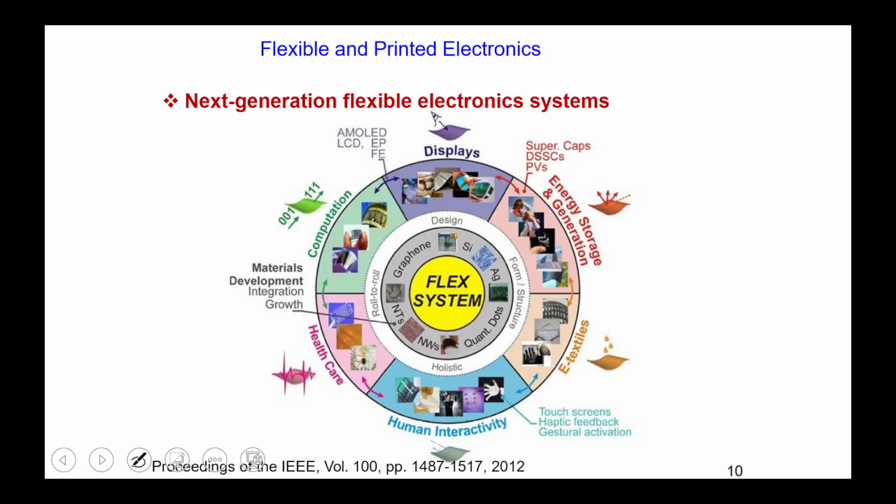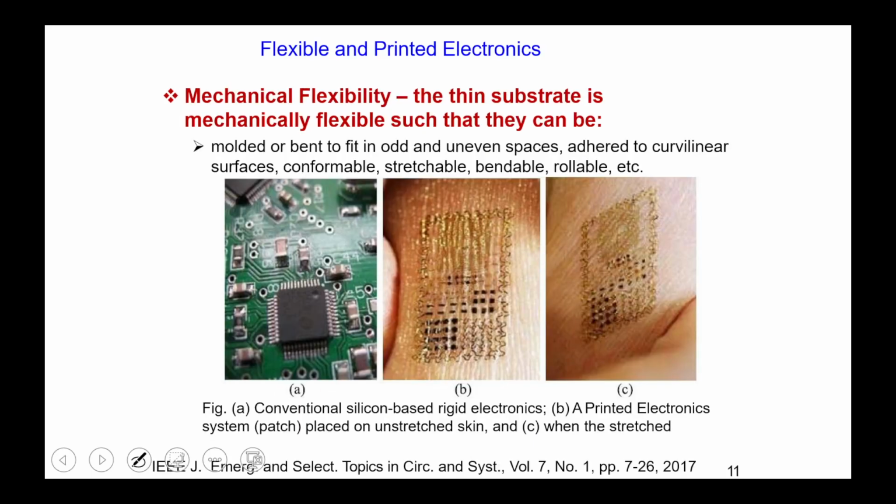Next generation flexible and printed electronic systems. So what are the flexible systems? We have displays, AMOLED, computational, material development, integration growth in healthcare, human interactivity, touch screen, haptic feedback, e-textiles, energy and storage. These are all the things we can do. So these are the types of flexible and printed electronics.